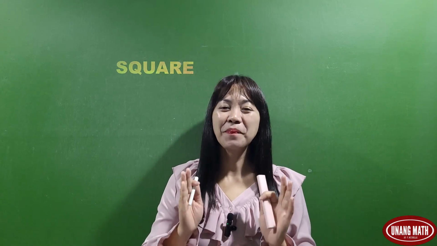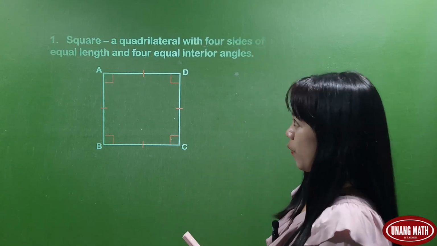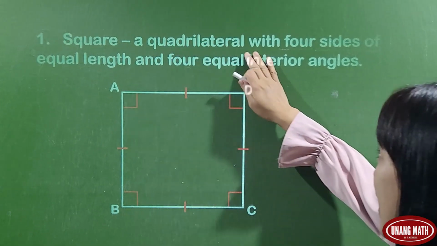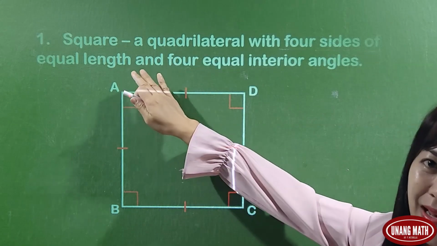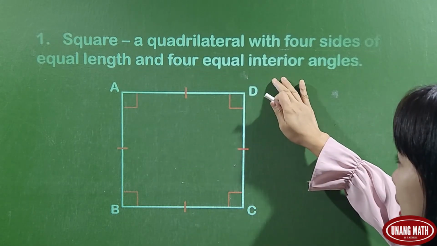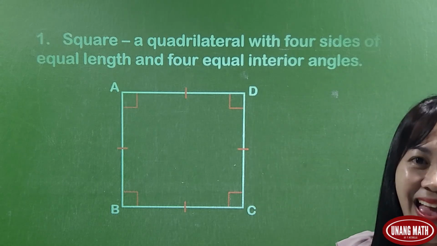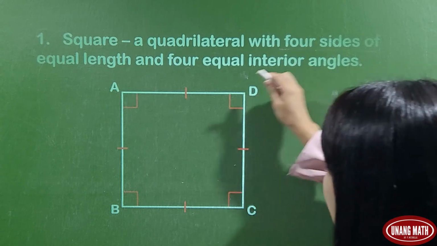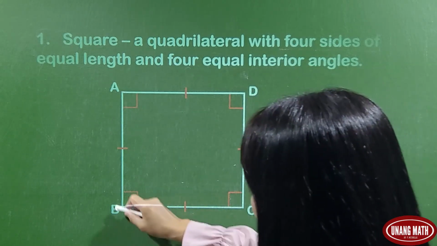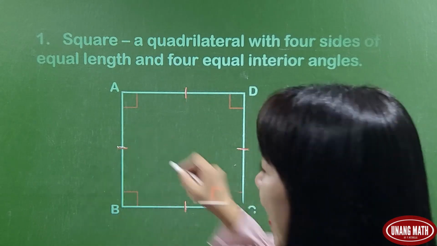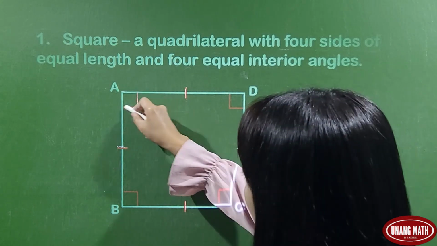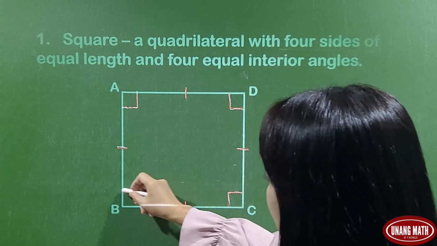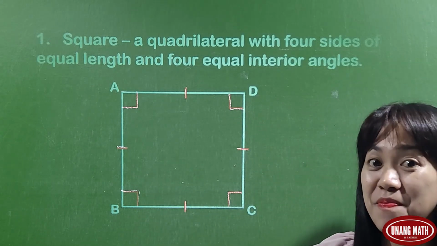In this episode, I will be discussing the meaning and properties of a square. When we say square, this is a quadrilateral with four sides of equal length and four equal interior angles. This figure is a square. We have here four sides of equal length and four interior angles that are equal in measure.